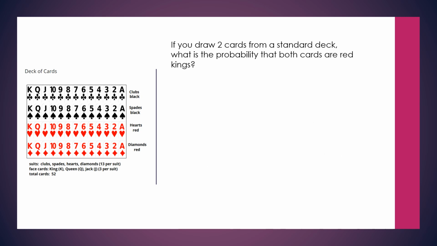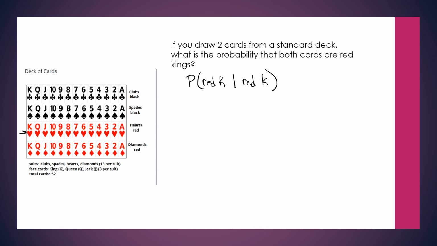For this example, we're only going to draw 2 cards, but we want to know the probability that they are both red. And so this one's kind of a little counterintuitive. We're only drawing 2 cards. It shouldn't be that hard to get this. So we want to know the probability of a red king, given that we already have a red king.